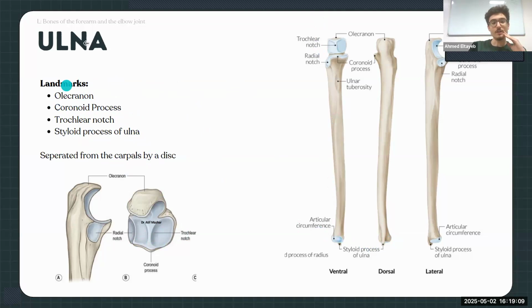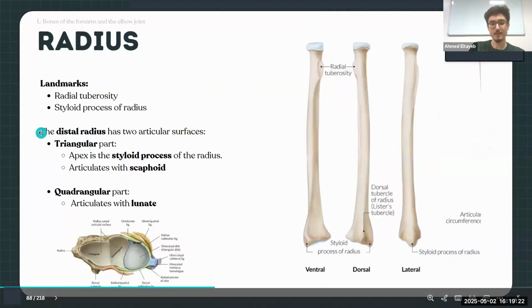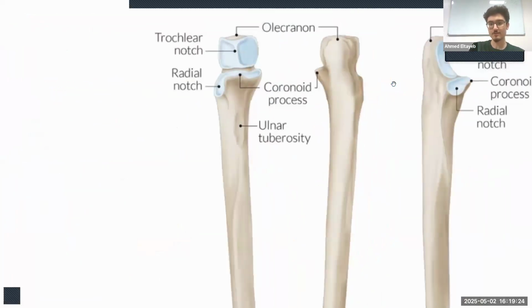So the ulna is special in that it's not involved in the wrist joint. What is involved is the radius. What does the ulna do? It's separated by a disc. And we'll talk more about this later on. But before that, let's just appreciate these models a bit more.